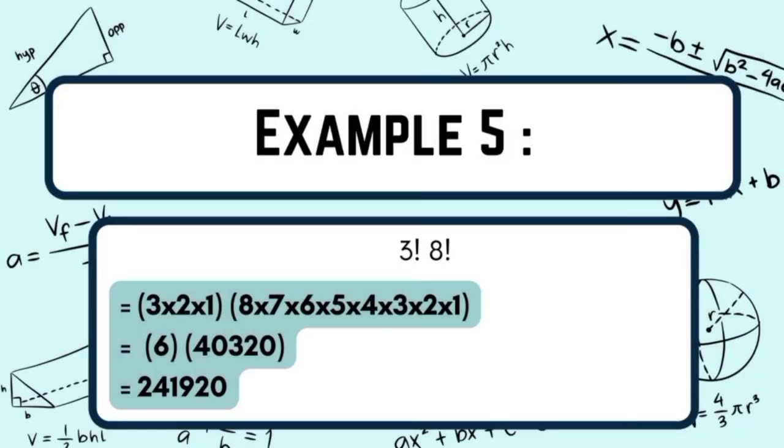The last example, example number 5. The 3 factorial times 8 factorial. So the 3 factorial is 3 times 2 times 1 and the 8 factorial is 8 times 7 times 6 times 5 times 4 times 3 times 2 times 1. So 3 factorial is 6 while 8 factorial is 40,320. So 6 times 40,320 is equal to 241,920. And that wraps up today's lesson of factorial notation.